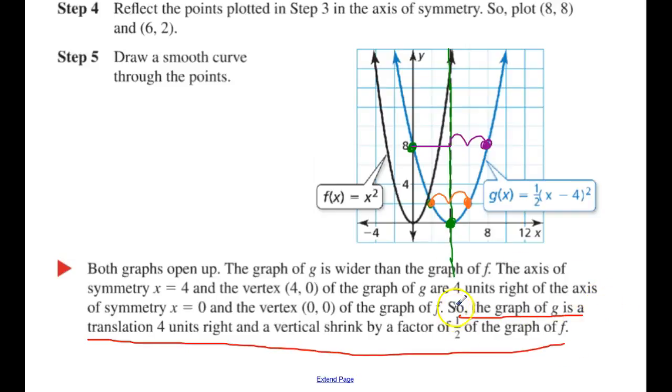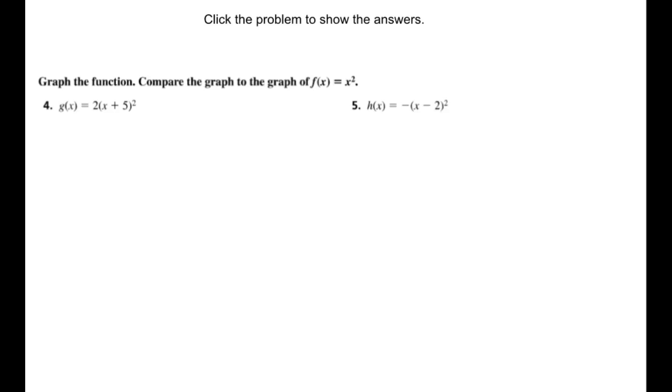So the biggest thing you're going to need to know is, how do I write a sentence that compares my graphs? So here's what I would say. The graph of g is a translation 4 units right and a vertical shrink by a factor of 1/2 of the graph of f. And you'll see that includes all the different values in my equation that tells me what's different.